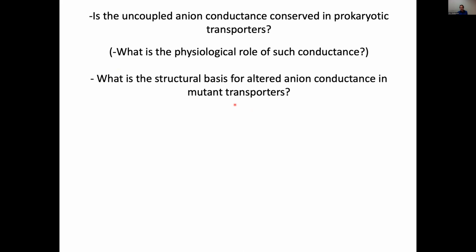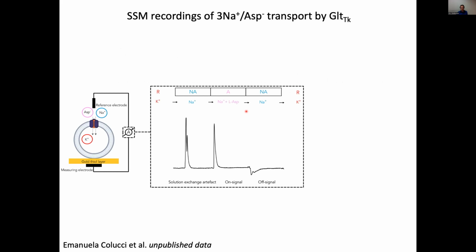And then we also asked, what is the structural basis for altered ion conductance in mutant proteins where the mutations are known from human diseases? So I will address all these points in the context of what we did with the server machine. Now, let me just start with presenting work on whether we can measure the coupled transport of the 3 sodium ions with the aspartate by GltTk, the protein that is related to GltPh, but it is a different homolog.